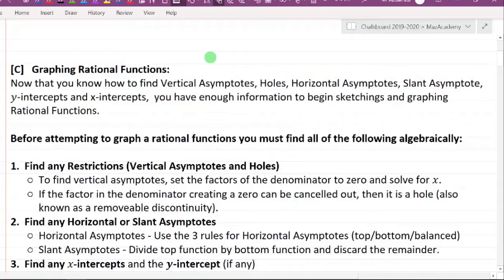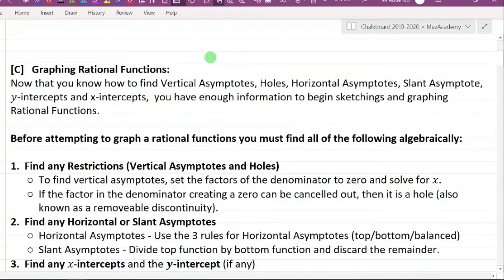And basically the only ingredient we need to add is making a table and getting some more points besides just the x and y intercept, because those are just 2 points, right? Or maybe a few more points. Maybe there's 2 x-intercepts or whatever. But the point is you need a lot more points than that, so you're going to have to use a calculator, make a table, and then you have all those landmarks, the asymptotes, and you also have more points, and that's going to create a better picture. Okay, let's get started here.